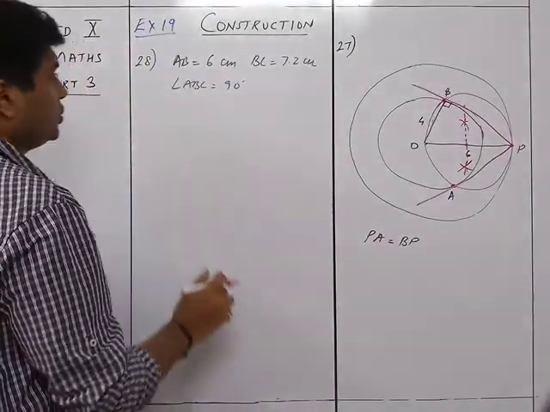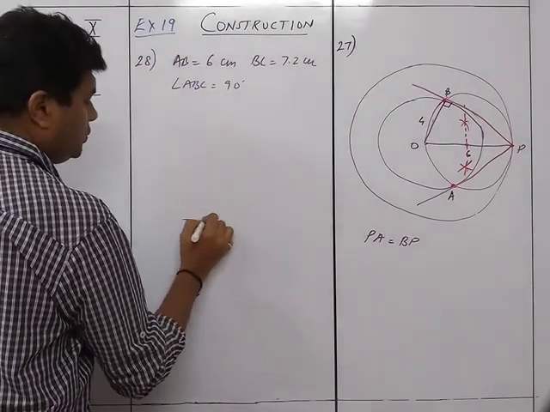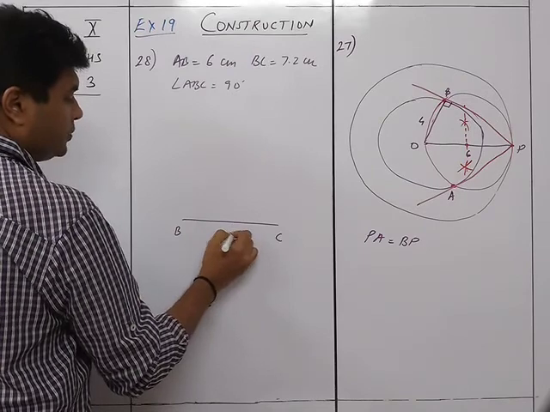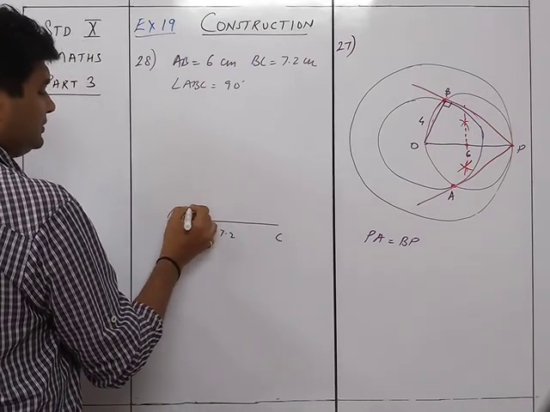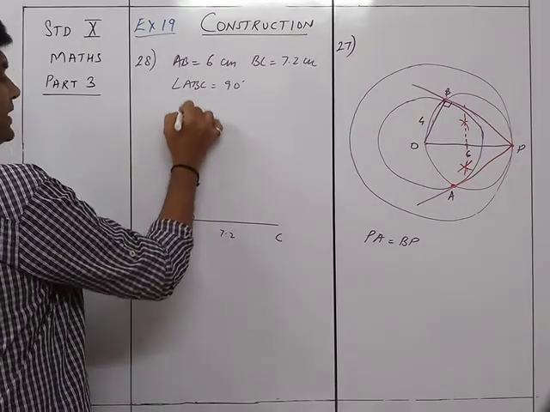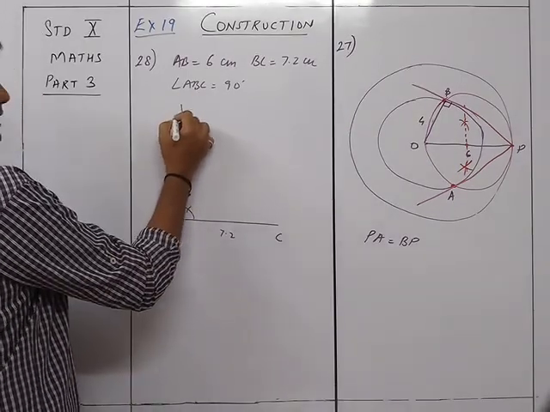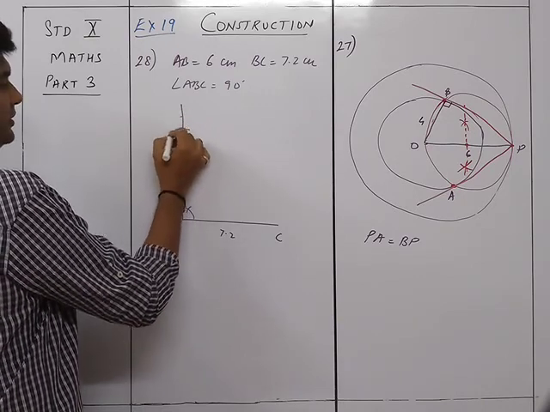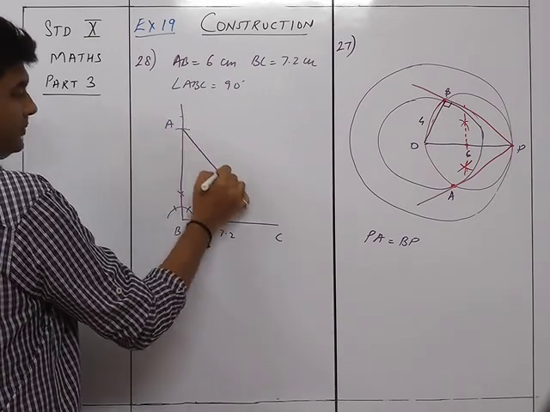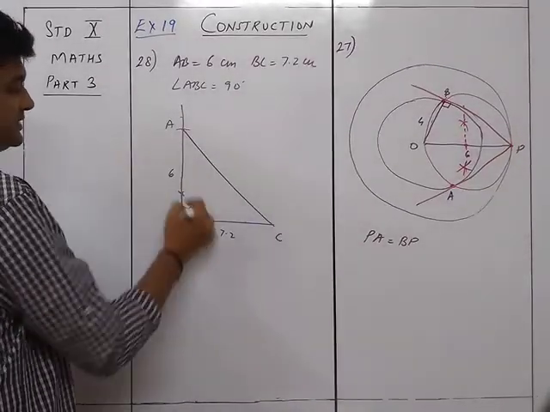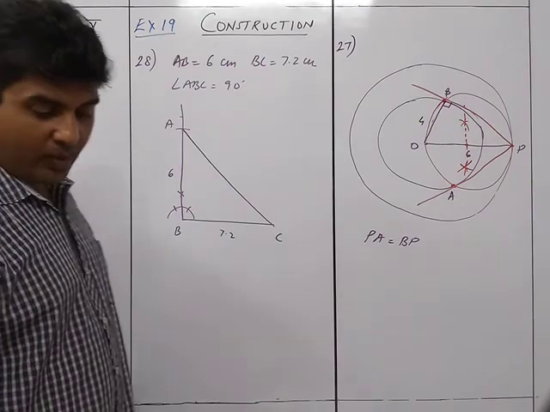Okay, so we have BC as 7.2 first: this is B, this is C, this is 7.2. You draw 90 degrees here, so 60, 120, 90. This is the required 90 degrees. You cut an arc over here, this is going to be your 6 centimeters, so 6 centimeters here, this is A, and join AC. So this is 6, this is 7.2. That is your required triangle.